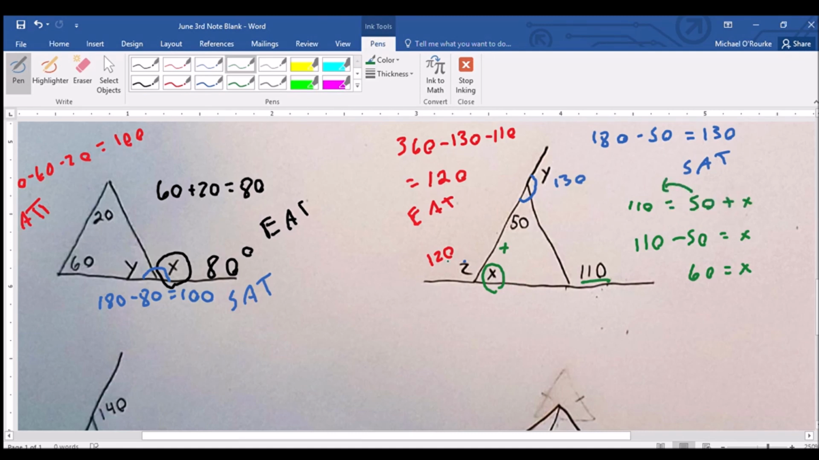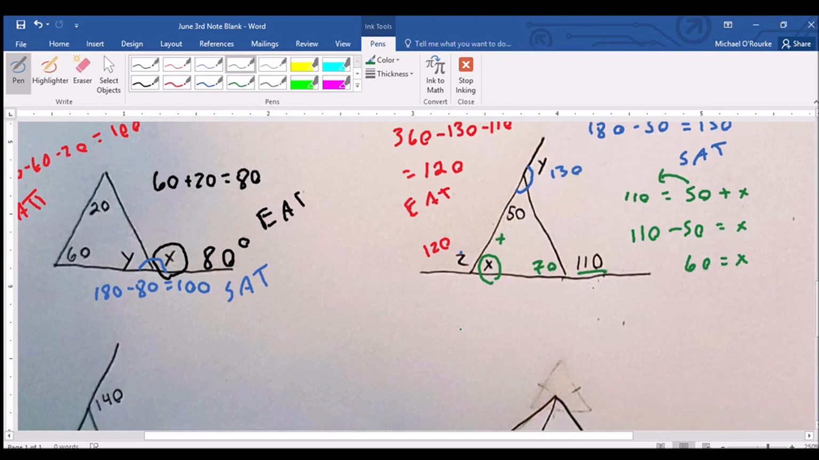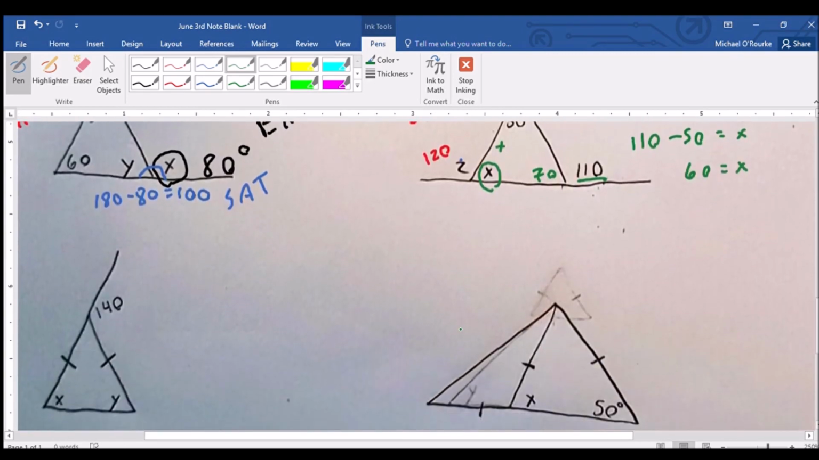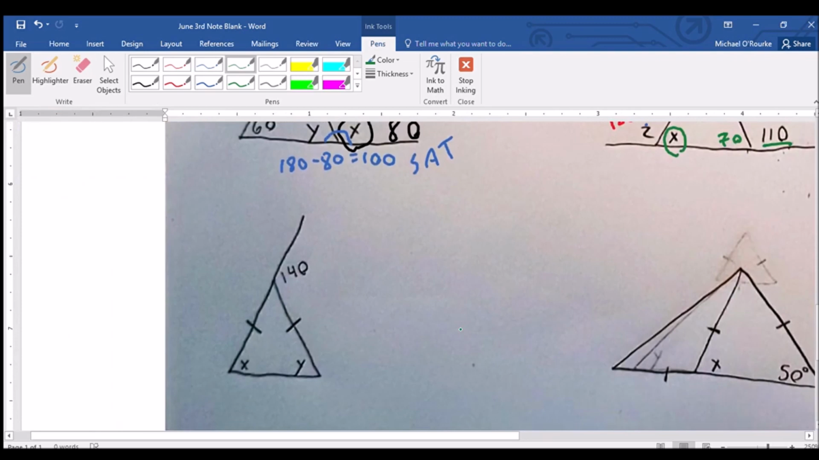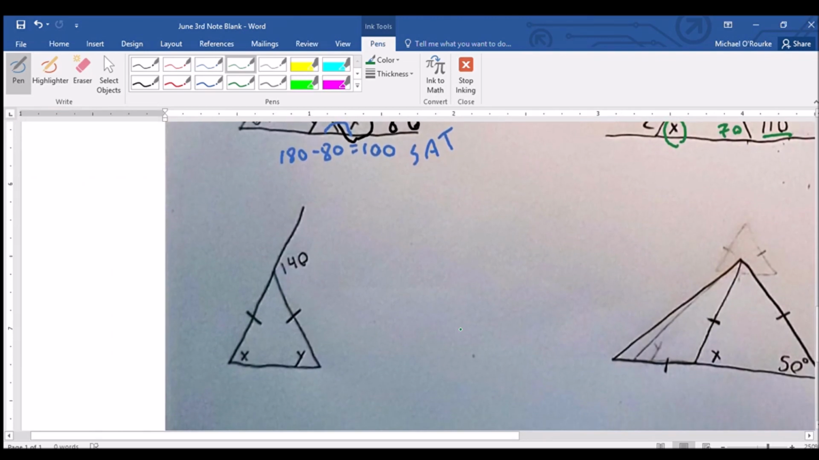You could find that in many different ways. You could do straight line here with 120. 180 minus 120 equals 60. If you really want to do the long way, you find what this equals, that equals 70, and add these two up. Or 360 minus this plus this, which is 120. So there's lots of ways to get there. There's no right way. There's only wrong answers, hypothetically, but there's no right way. You can do it lots of different ways.